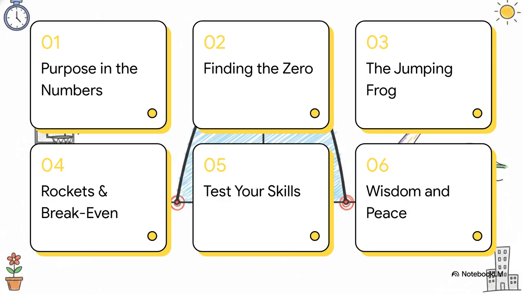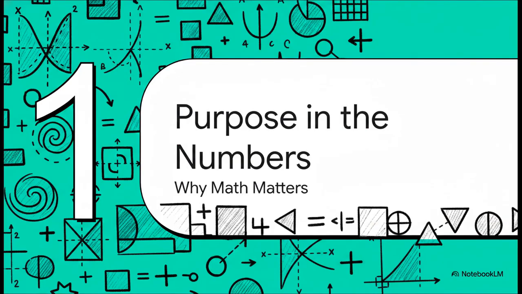Here is our roadmap for today. First up, purpose in the numbers. Then, finding the zero. The jumping frog, rockets and break-even points, a quick test your skills section, and finally, wisdom and peace. Section 1, purpose in the numbers.